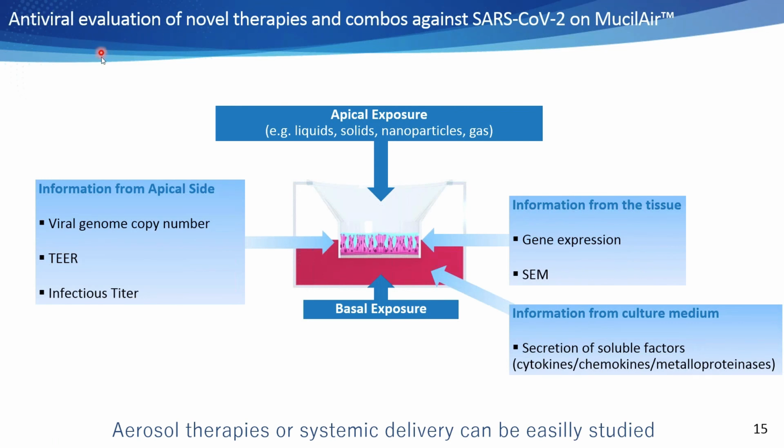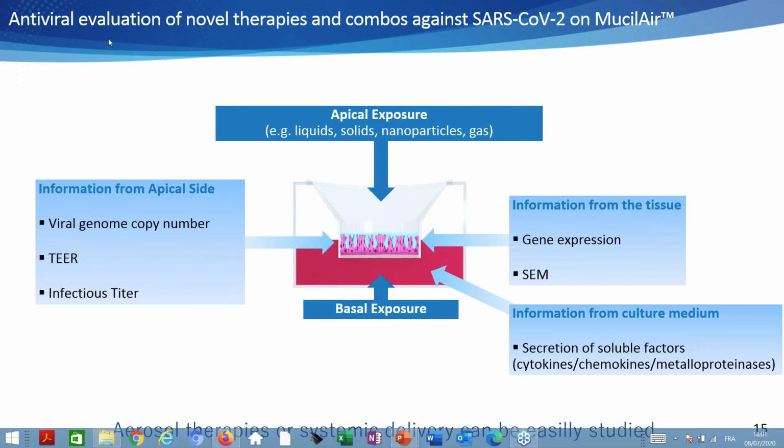Now, in terms of endpoints, in this strategy, we develop a multiple endpoint testing strategy with information from the apical side, being here the quantification of viral genome copy number. Here we can wash off the mucus and then extract the RNA to quantify this viral genome, and also to visualize if they are still infectious using TCID50 measurement of infectious titers.